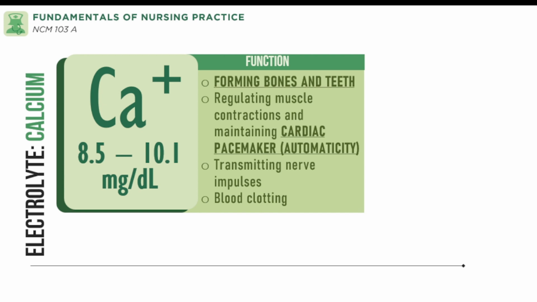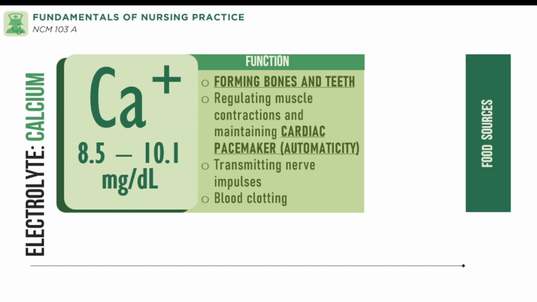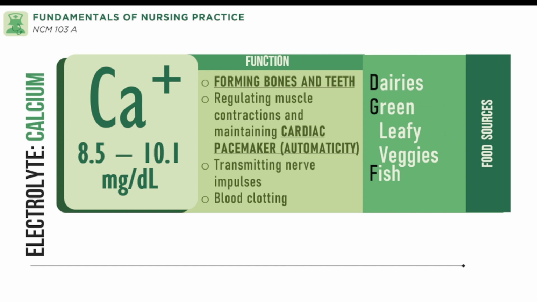Calcium is also involved in blood clotting, which contributes to forming a stable blood clot in response to injury and preventing excessive bleeding. Okay, food sources for your calcium. We have DGF, for you to easily remember. Anything that is dairy-based, like your milk and your yogurt. Green leafy vegetables, you have broccoli, okra, and your bok choy. And fish, primarily your sardines and your salmon.